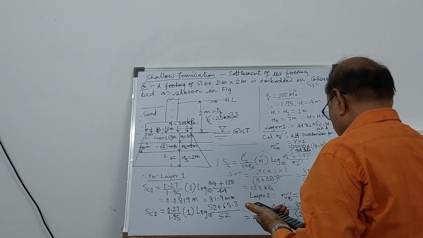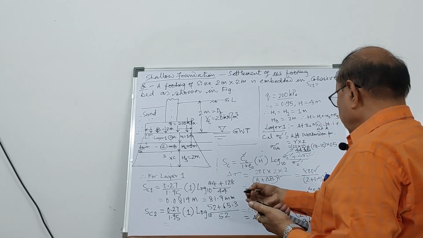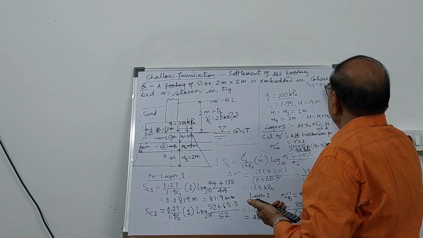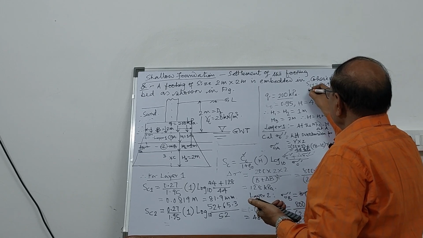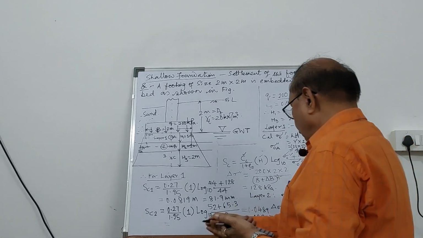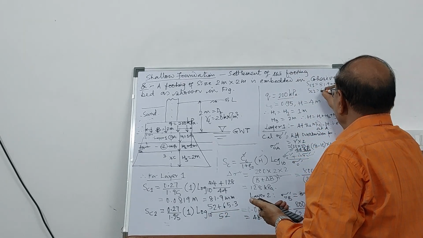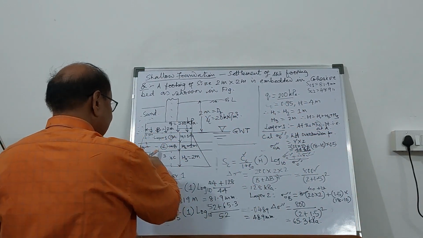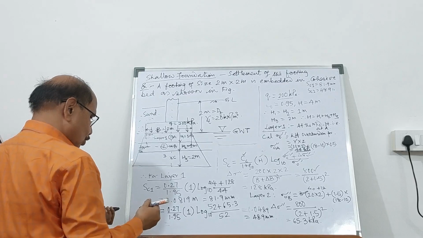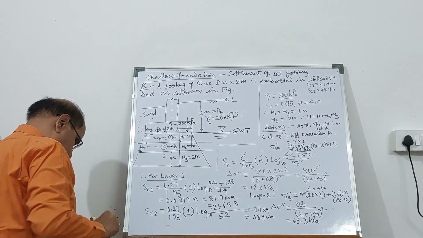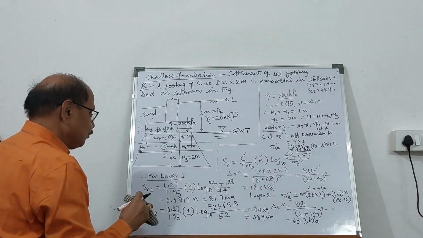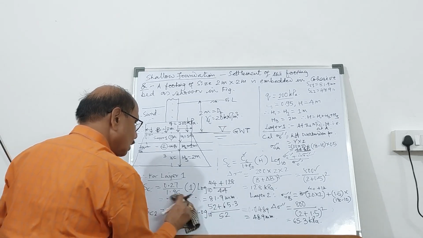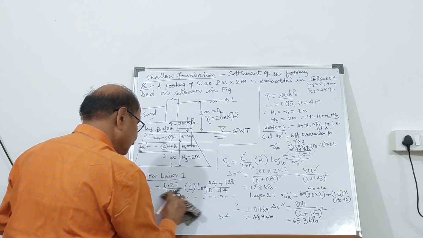So SC1, you got the answer in the previous case as 81.9 millimeter, and SC2 you calculated just now as 48.9 millimeter. Now the third layer is going to be of 2 meter. So now SC3 you need to calculate. Let us calculate now SC3.